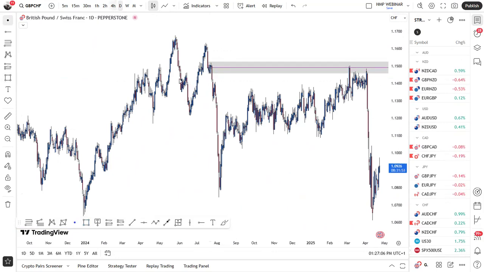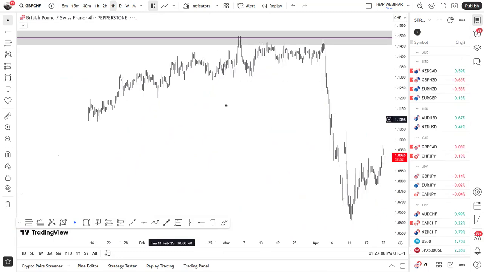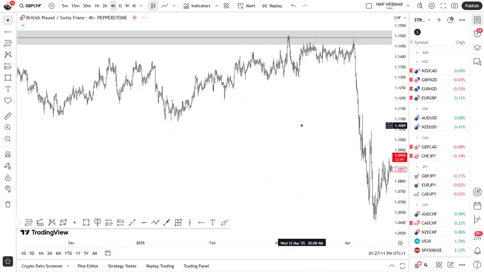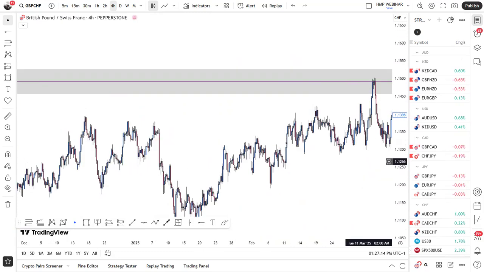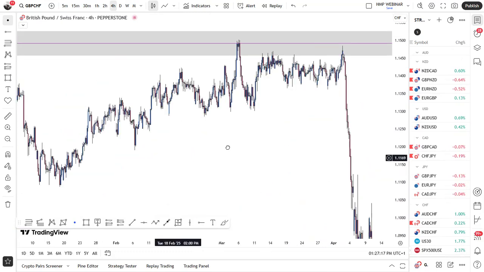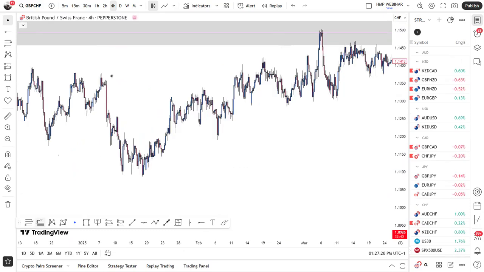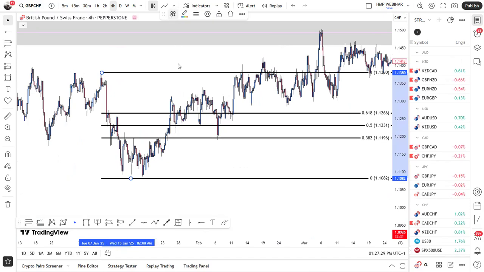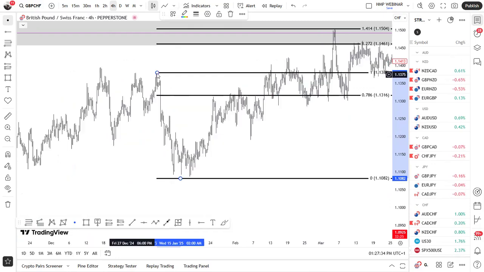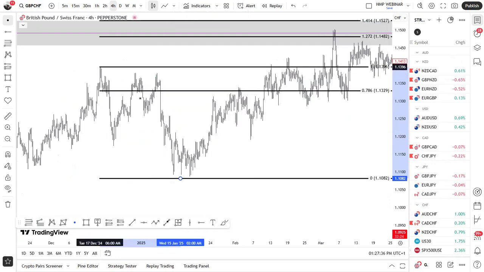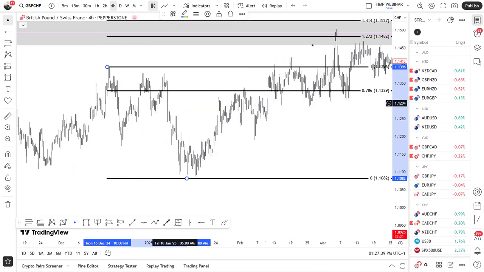Good. Now let's go to the 4-hour time frame. On the 4-hour time frame, I think I traded this pattern, but I closed before the move. I closed on time. I would have even made a lot of profit, can you imagine. It was a butterfly pattern into that level, 0.786 and 1.272.